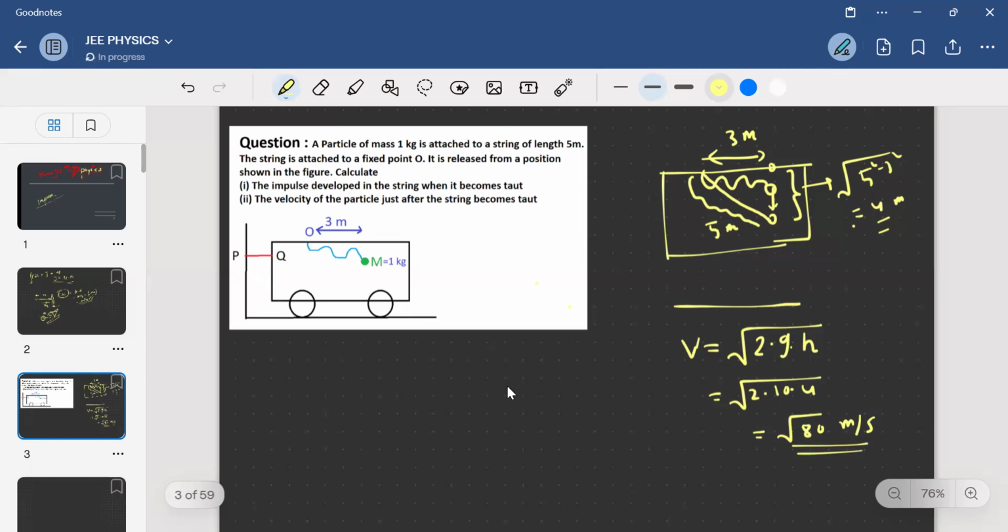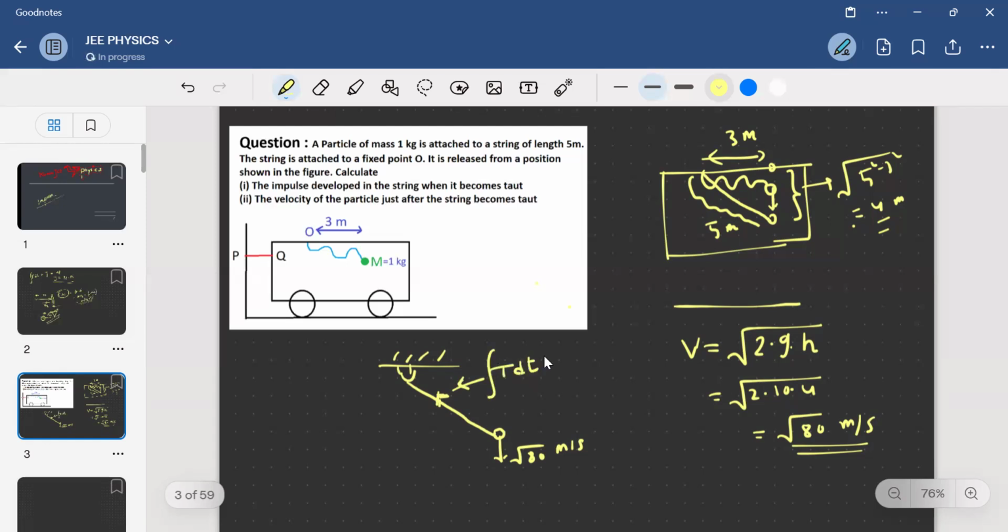Now taut means what? Just before the string becomes taut, the velocity of the ball is root 80 meter per second in the vertically downward direction. Right now the string is becoming taut. That means the string will develop a tension in this direction, but it is like a jerk. So this tension will be developed for a very short duration of time.